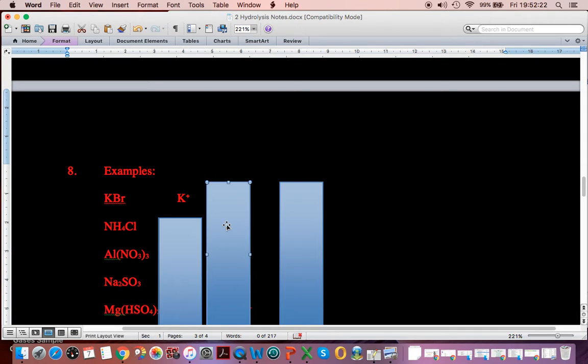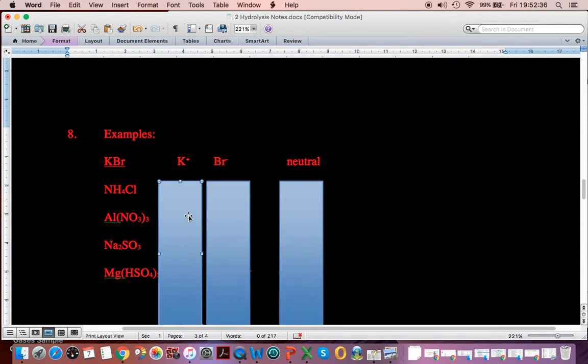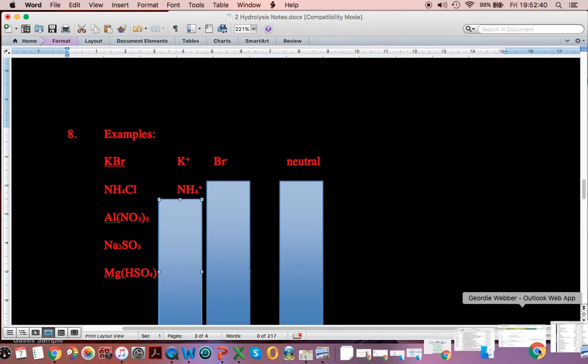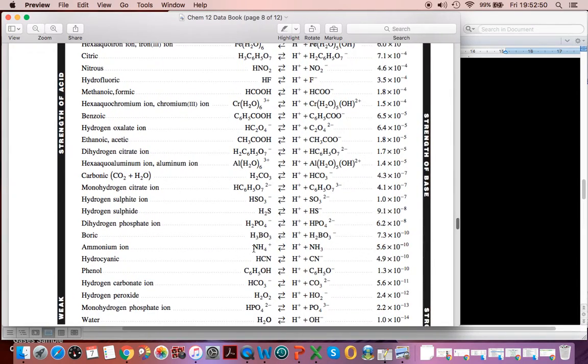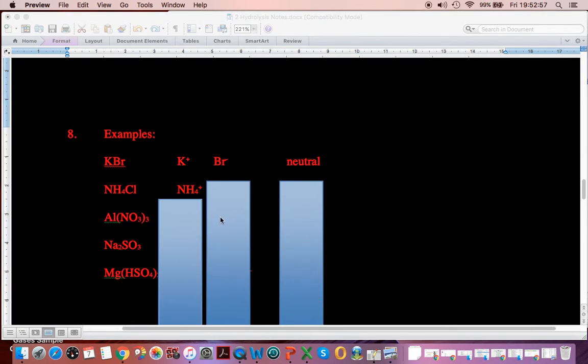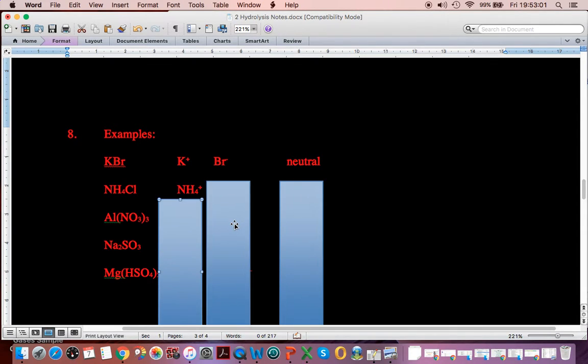There we go. So we have K plus. K plus is group 1, does not hydrolyze. Br minus is from HBr, a strong acid, so it can't hydrolyze. So overall, it ends up being neutral. Now, NH4 plus hydrolyzes as an acid. So let's look and find ammonium somewhere along here. Where are you, ammonium? Right here. So we see ammonium as a cation hydrolyzes as a weak acid. Then we look up chloride, and we know chloride doesn't hydrolyze. So ammonium chloride will hydrolyze as an acid overall.